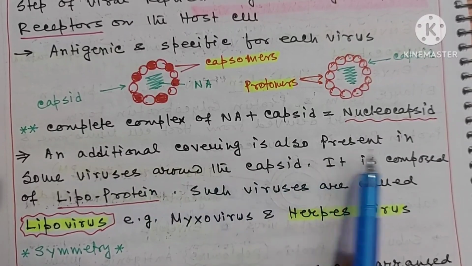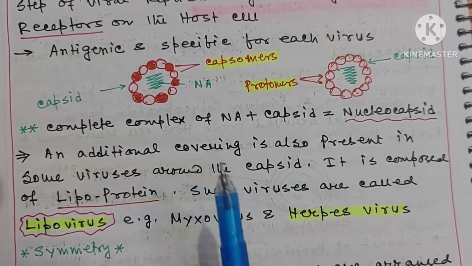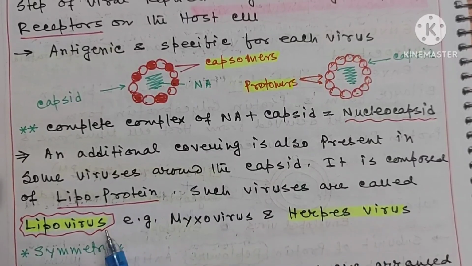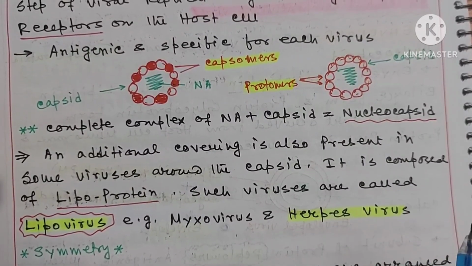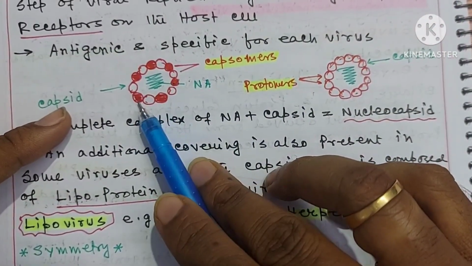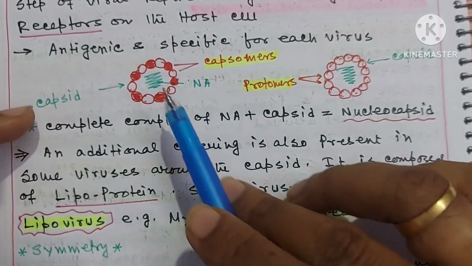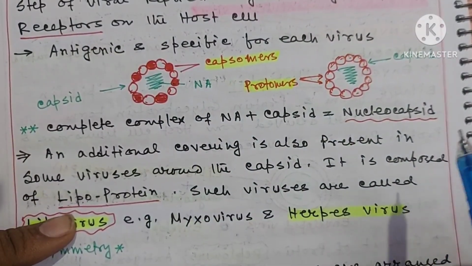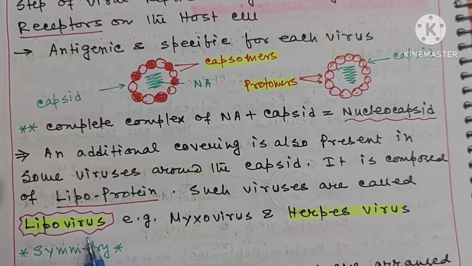In some viruses an additional covering is present just outside the capsid layer. It is composed of lipoprotein, and such viruses are called lipoviruses. Examples of lipoviruses are myxovirus and herpesvirus. So viruses are of two types: the naked virus, which contains only the capsid layer, and the enveloped virus, which has the envelope just outside the capsid layer. But in some viruses an additional lipoprotein layer is present outside the capsid layer, and the viruses which contain this additional layer are known as lipoviruses.